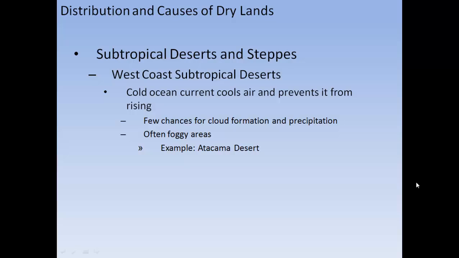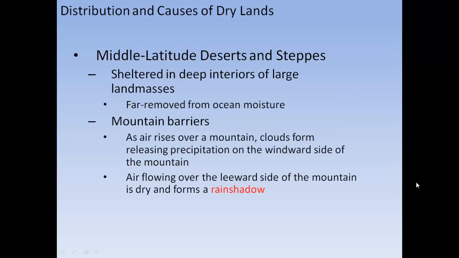West Coast subtropical deserts: a cold ocean current cools the air and prevents it from rising. Few chances for cloud formation and precipitation, often foggy areas. Say the Atacama Desert as an example.